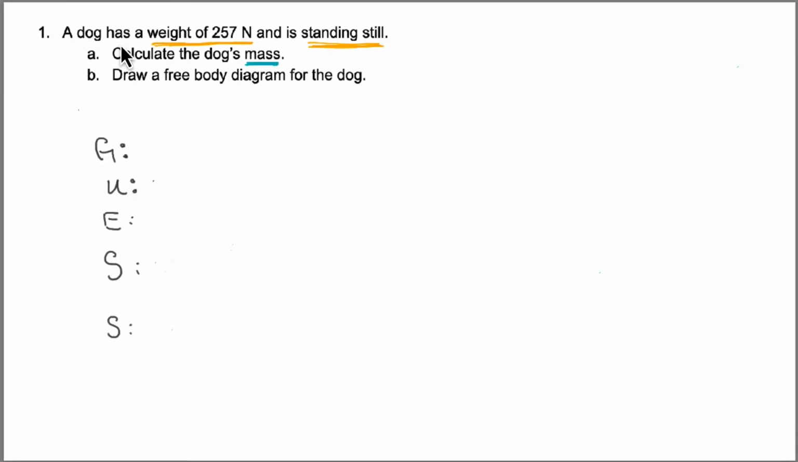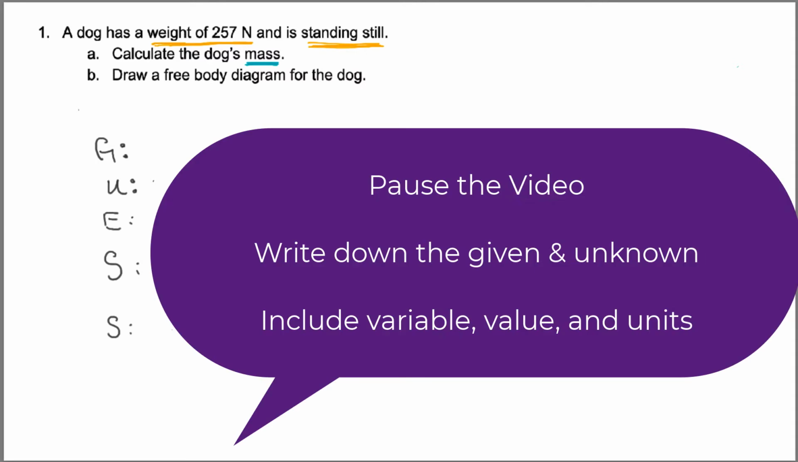First problem: a dog has a weight of 257 newtons and is standing still. Calculate the dog's mass. I've already underlined some of our given information here just to help out. Go ahead and pull out the given information. Remember to list the variable, value, and units. Variable being the letter we use to represent the thing, value being the number, and units being what we're measuring it in. And then go ahead and also include the unknown, please. Take a moment, pause this video, and see if you can do that with your seat partner now.